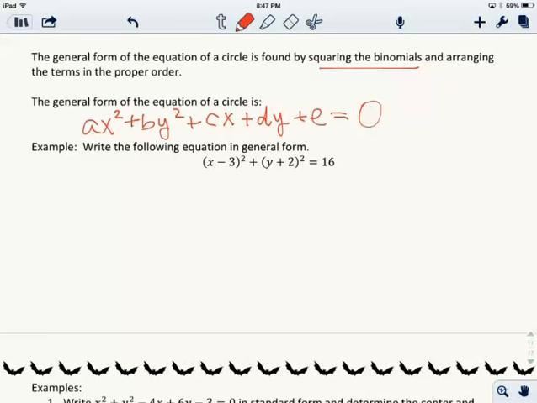So squaring a binomial, in this case we have two binomials for this example. We have x minus 3 and we have y plus 2. What does it mean to square something? And we've talked about this numerous times. What it means is we're going to take it and write it twice. So x minus 3 squared is just x minus 3 times x minus 3. y plus 2 squared is y plus 2 times y plus 2.